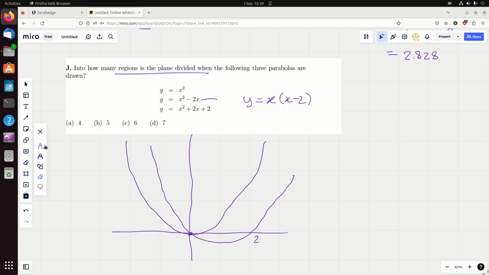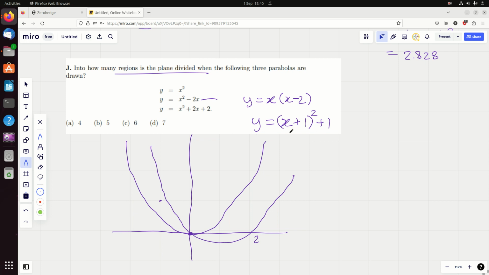X squared plus 2x plus 2. Well, that doesn't factorise, I don't think. It doesn't feel like it factorises. So let's have x plus 1. If it doesn't factorise, best to complete the square, isn't it? That'll give you x squared plus 2x. And then I'll need to take off the 1 and add 2, so that's going to be the same as x plus 1 squared, plus 1. So this is obviously going through minus 1, 1.